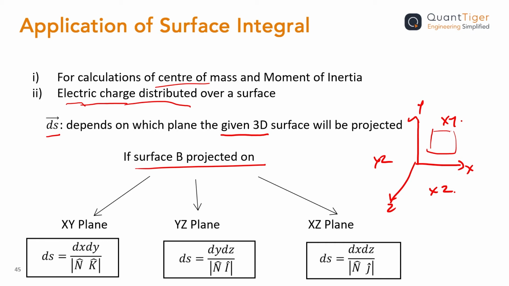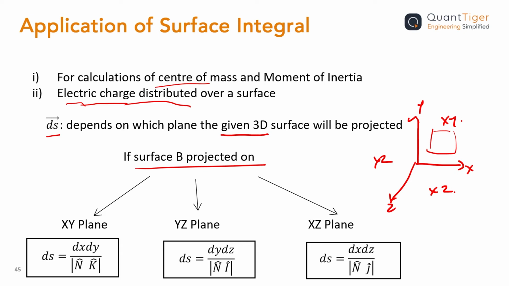First, we have to convert the 3D surface into 2D. Why? Because we are doing double integration, and in double integration we can consider only 2 variables at a time: 2 axes, either x and y, or yz, or zx. So we have to project the given surface onto any one of the planes. Depending on that, the ds value will be changing.